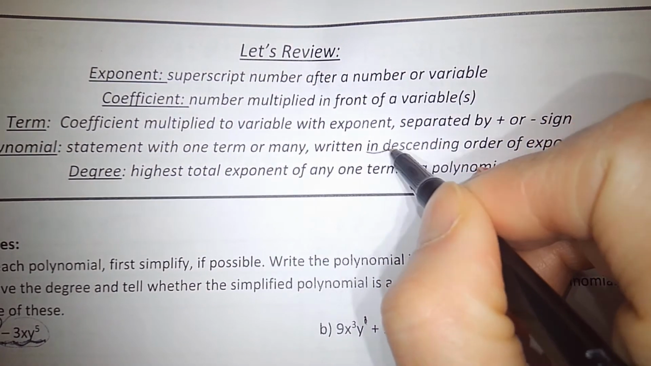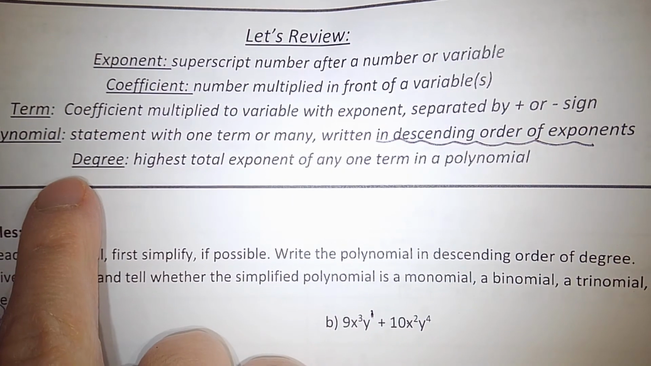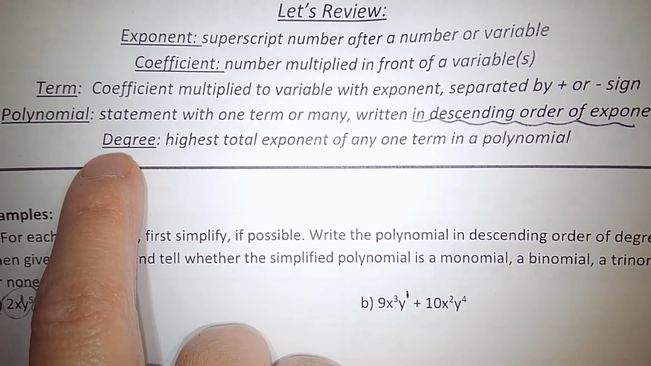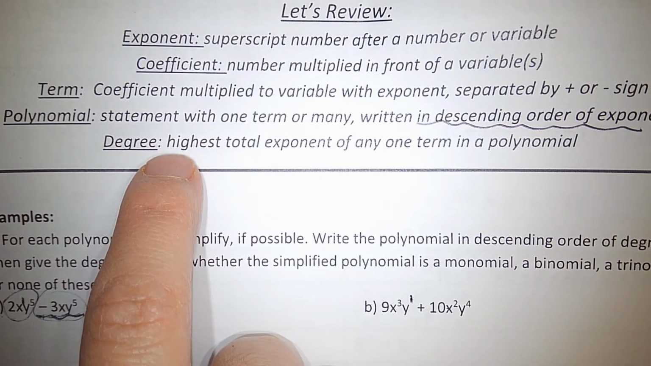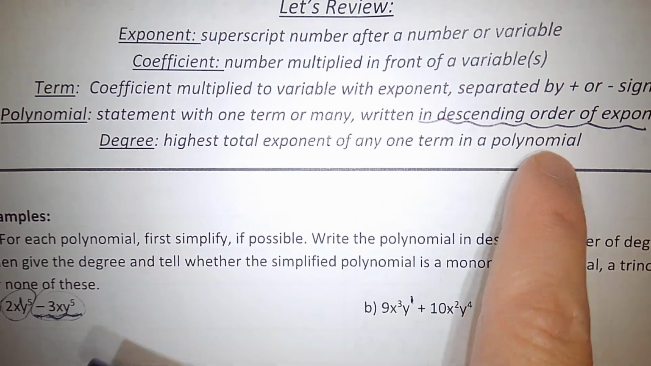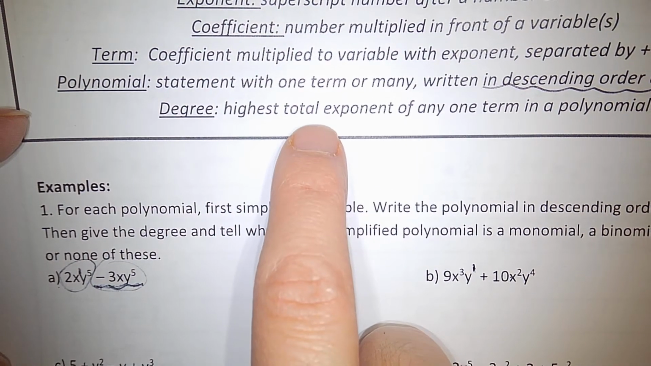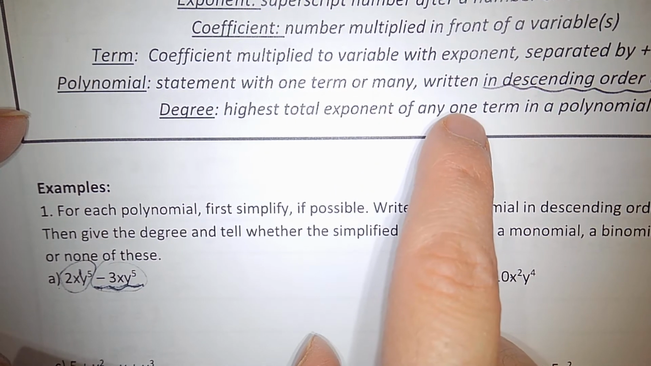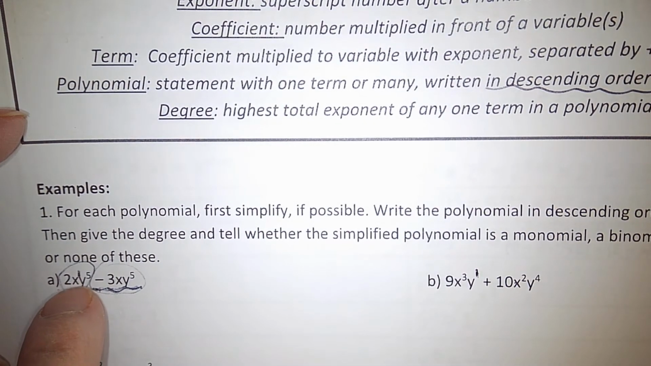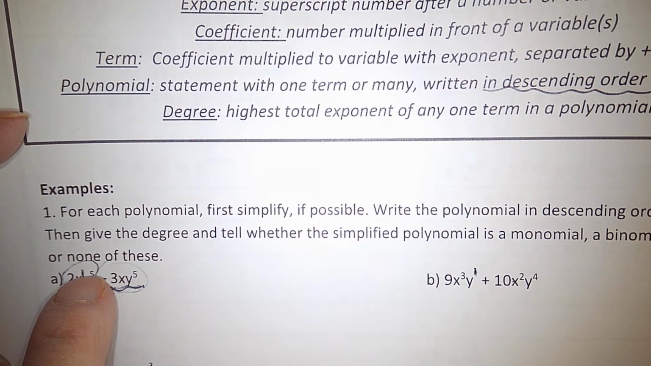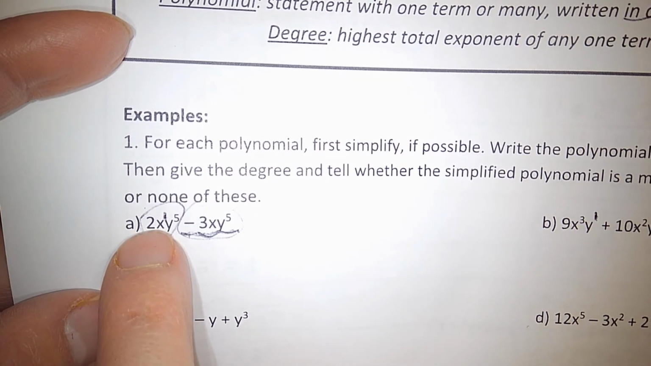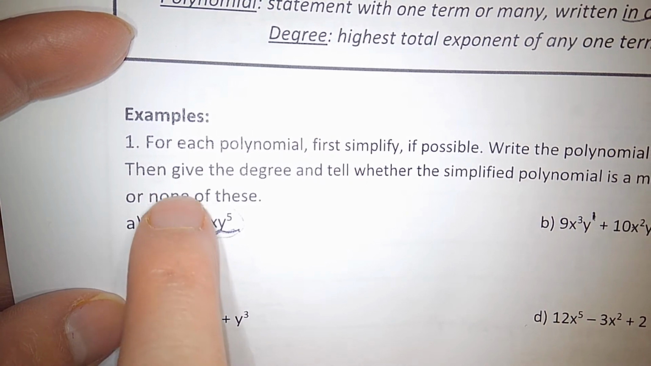Okay, so how do you understand descending order? That means we have to look at the degree first. Okay, how about degree? Degree is the highest total exponent of any 1 term in a polynomial. So in 1 term, it is the total exponent of all of the variables in that 1 term. That gives us a degree for that term, okay? So for example, 2 times x to the 1st power times y to the 5th. What is the degree for this term?